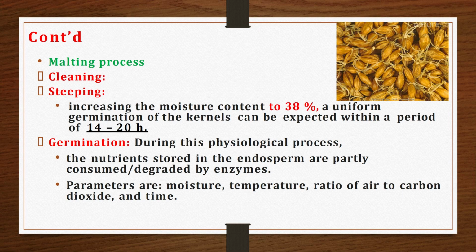It starts with cleaning the barley. Then steeping, where we increase the moisture content to 38%, allowing uniform germination within 14 to 20 hours. Then comes germination. During this physiological process, the nutrients stored in the endosperm are partly consumed and degraded by enzymes. Key parameters here are moisture, temperature, the ratio of air to carbon dioxide, and time.